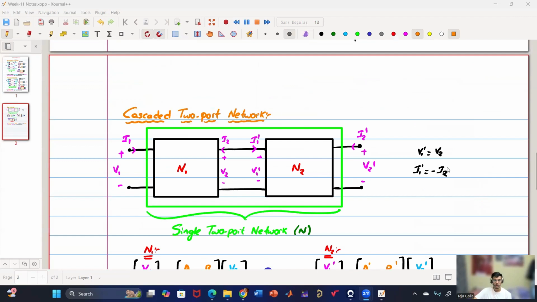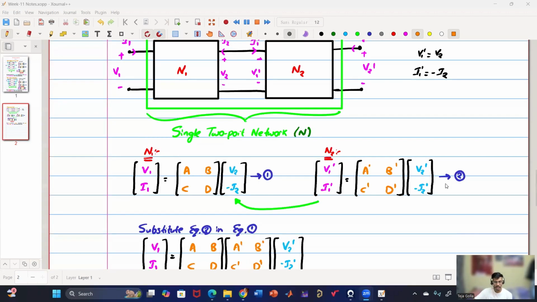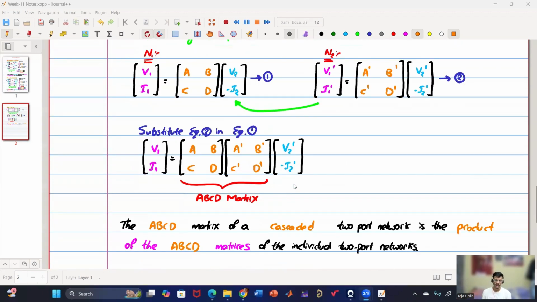Now coming to the cascaded two-port network, here the network N1 is cascaded with the network N2. So the output of network N1 is the input of the network N2. And in this case, it is easier if we consider the ABCD matrices. So we consider the ABCD matrices of network N1 as well as network N2, which give us equation 1 and equation 2. Now, if we substitute equation 2 in equation 1, we get the input-output relation of the entire cascaded two-port network, where the ABCD matrix of the cascaded two-port network is obtained as the product of the ABCD matrices of the individual two-port networks.